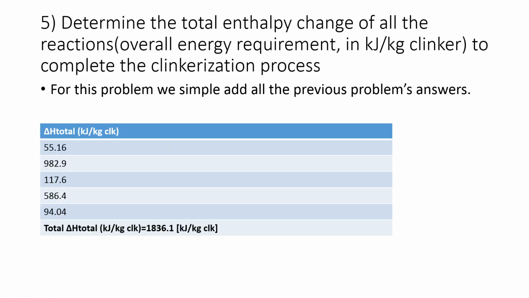Number 5 is to determine the total enthalpy change for all the reactions, the overall energy requirement in kilojoule per kilogram clinker to complete the clinkerization process. We just add all the previous problem's answers. So all of this, 55.16, 98.2, 982.9, and so on. And we get a grand total of 1,836.1 kilojoule over kilogram clinker.